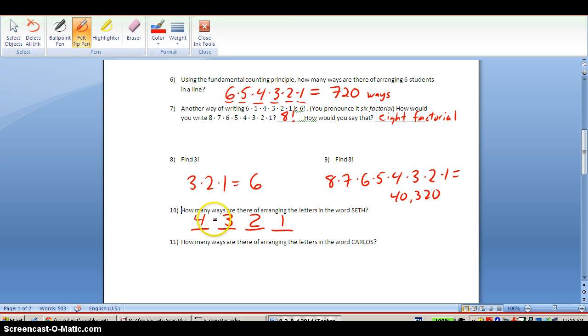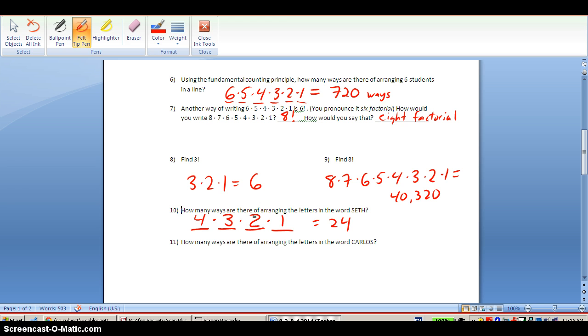So using the fundamental counting principle, I do 4 times 3 times 2 times 1, and I throw that into my calculator, and I get 24. Shouldn't even need a calculator for that. 4 times 3 is 12, times 2 is 24.